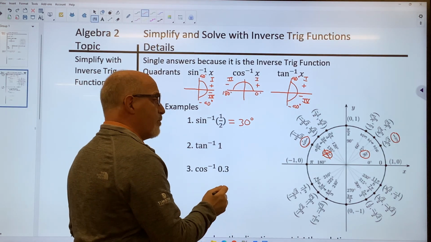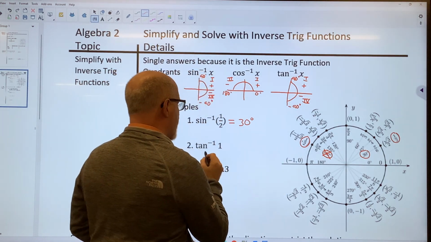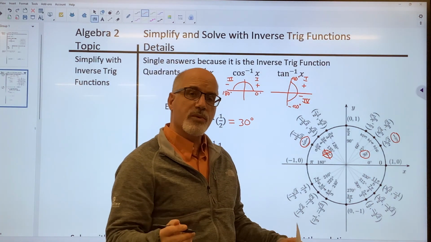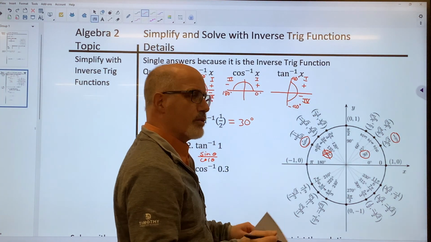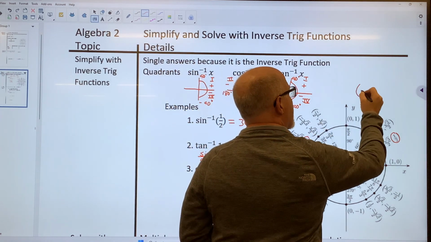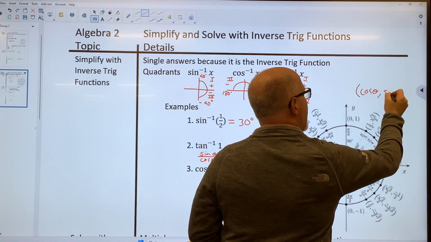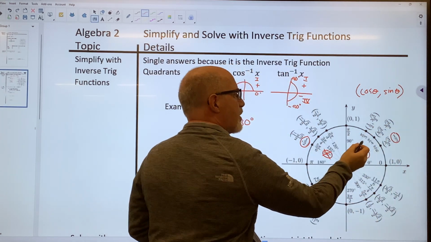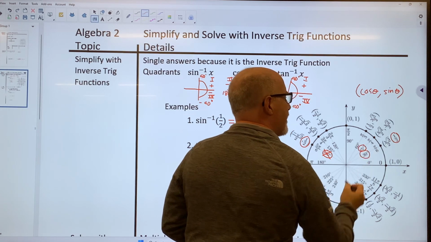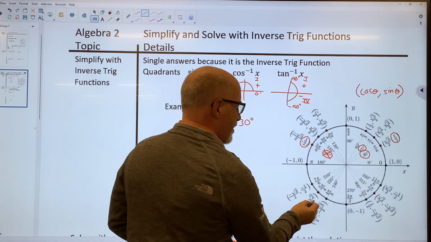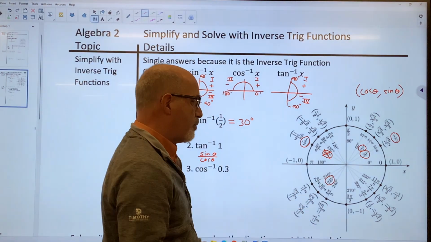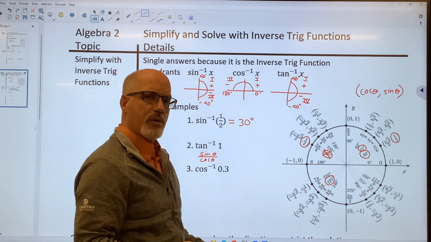Now, inverse tangent of 1. Tangent, as a reminder, is sine of theta over cosine of theta. So we're looking where sine theta and cosine theta are equal to each other. So remember, with our ordered pairs being cosine first and sine second on our unit circle, we're looking for when the second one and the first one are the same. That's right here at 45 degrees. And then also down here at 225 degrees, they're the same. They're negatives, but when you put one over the other, sine over cosine, you get equal to 1.